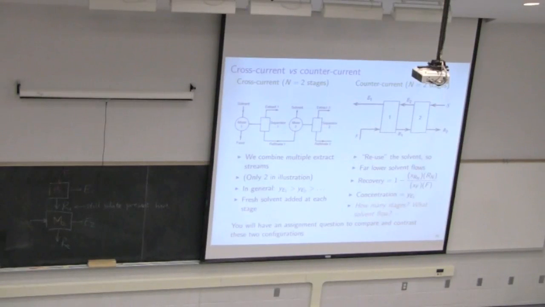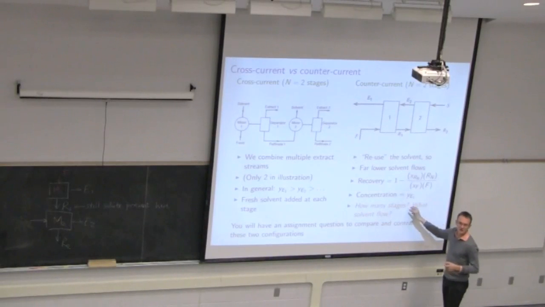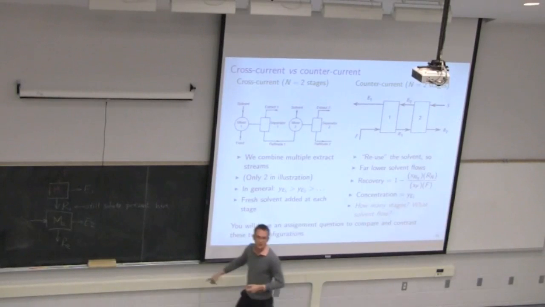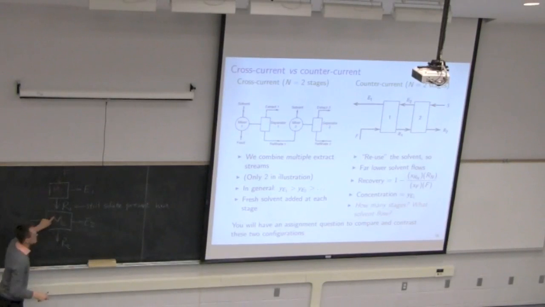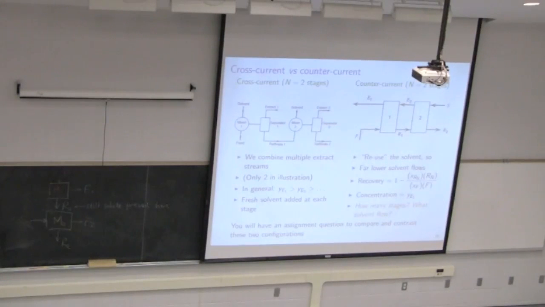The question we're going to ask and answer today is, how many stages do we need? And what solvent flow? Notice these two questions are identical to the questions we used here for cross-current flow. How many stages and what solvent flow? So same two questions being asked for cross-current flow versus counter-current flow. That's your job as the engineers to make those two decisions. And what we're going to see is that for the same material that you need to try and process, counter-current will always need much, much less solvent flow. Why is that important for us? Why is solvent flow so critical?